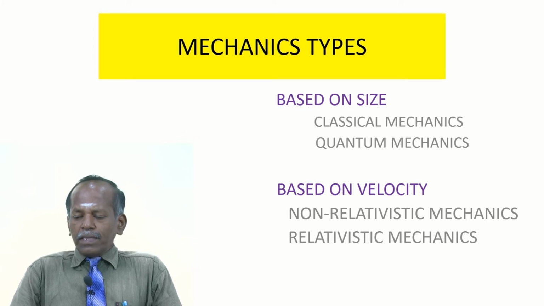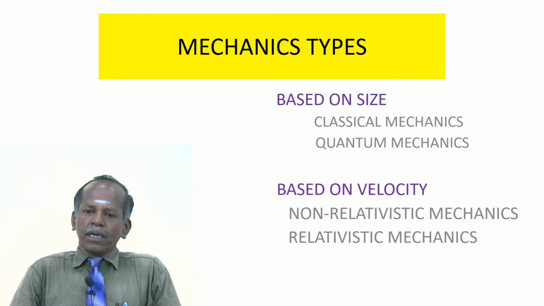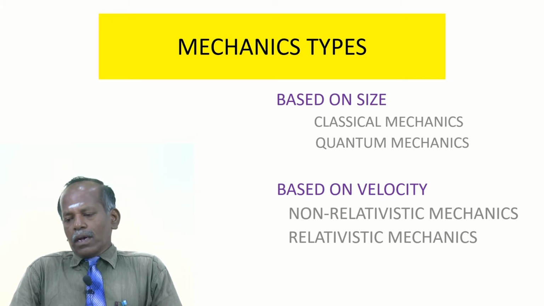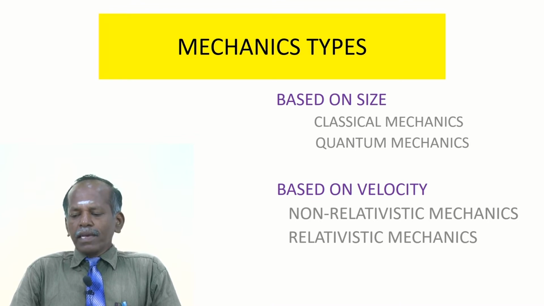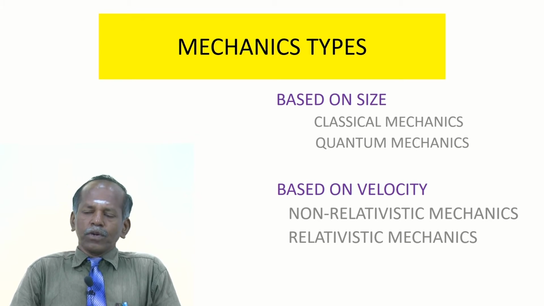Of course, with the developments in science, the development of microscopy, the size of the particle is going lower and lower. We have to switch over to a new type of mechanics that is applicable for tiny particles. Classical mechanics is not applicable for tiny particles. So, scientists have developed another type of mechanics called quantum mechanics. It is for microscopic particles, those which can be realized only through microscopes, like electron, proton, etc. So, based on size, we have two types of mechanics, classical mechanics and quantum mechanics.